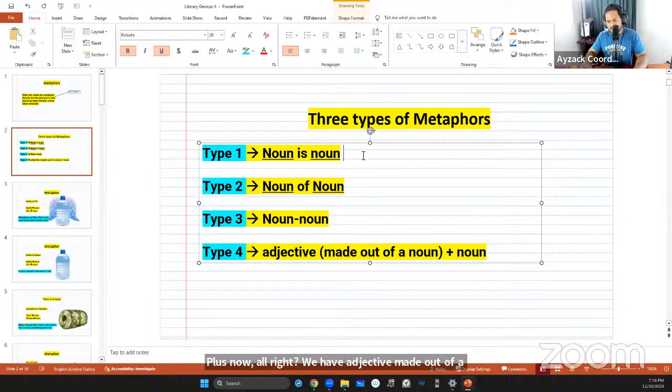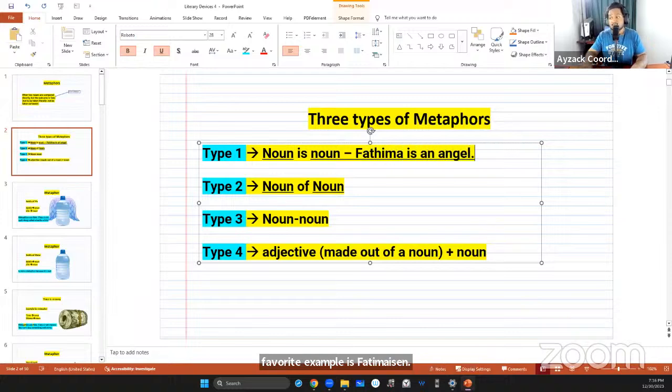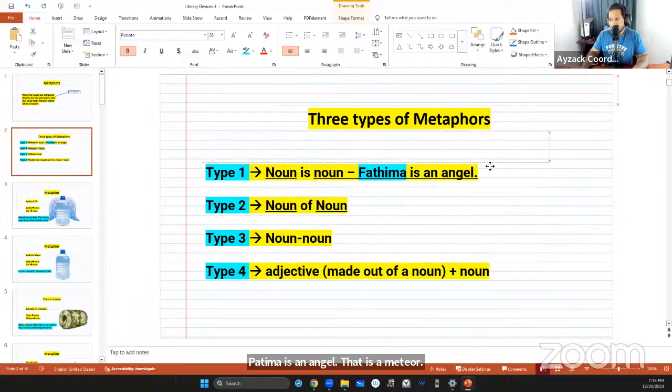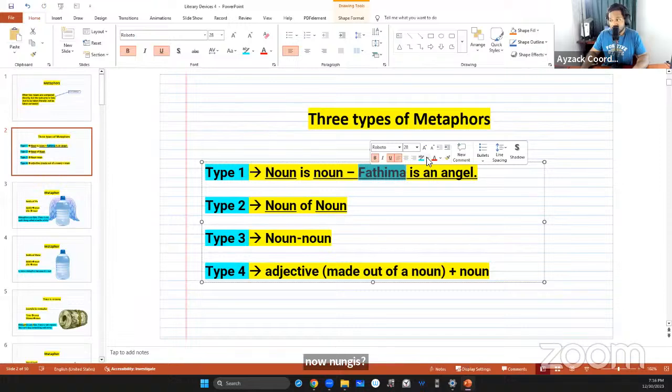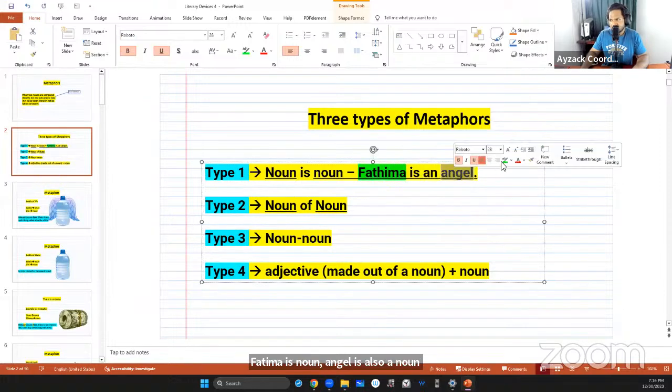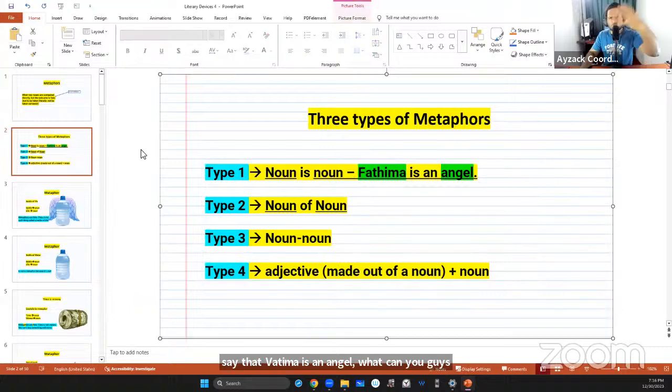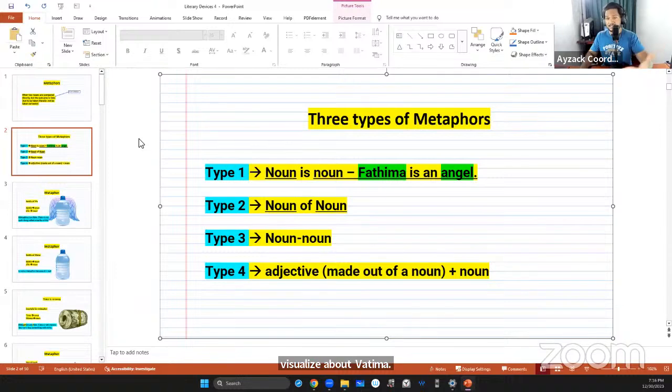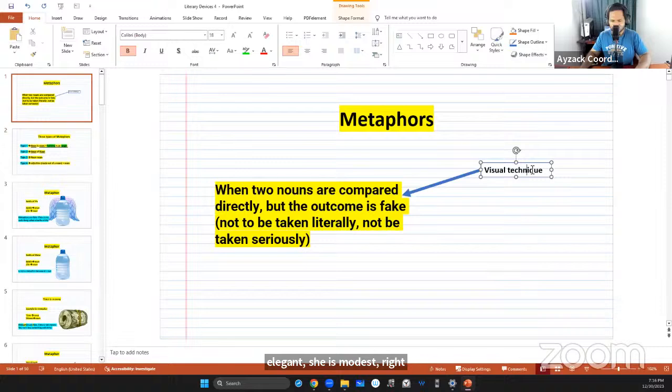I'll give you guys an example. You guys know Javed's favorite example: Fatima is an angel. That is a metaphor. Isn't Fatima a noun? Fatima is a noun. Angel is also a noun, right? So when I say that Fatima is an angel, what can you visualize about Fatima? You visualize that she is beautiful, she is kind, she is elegant, she is modest, right? You guys know what angels are, by the way, right?